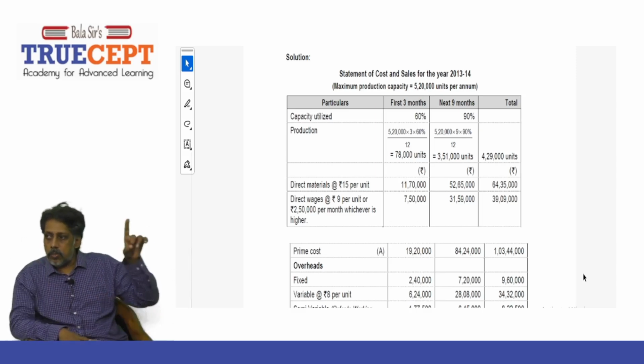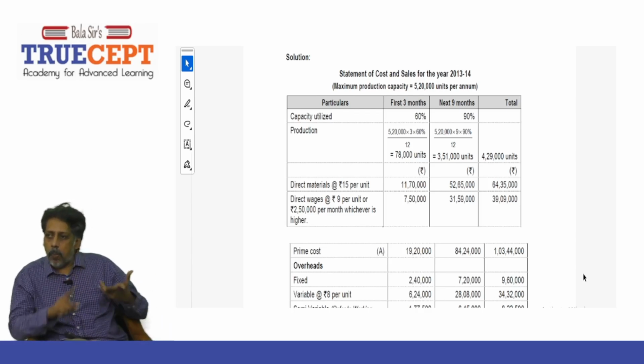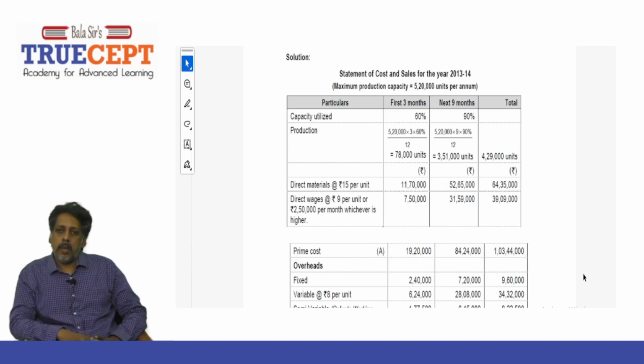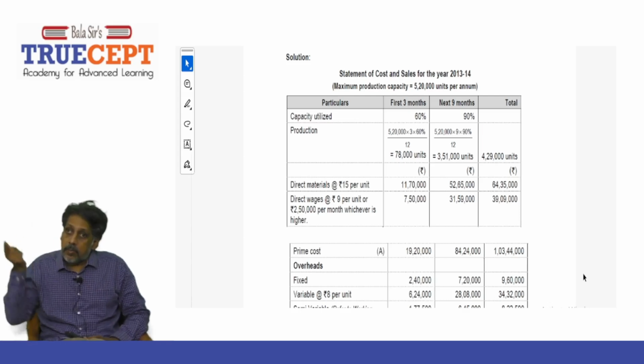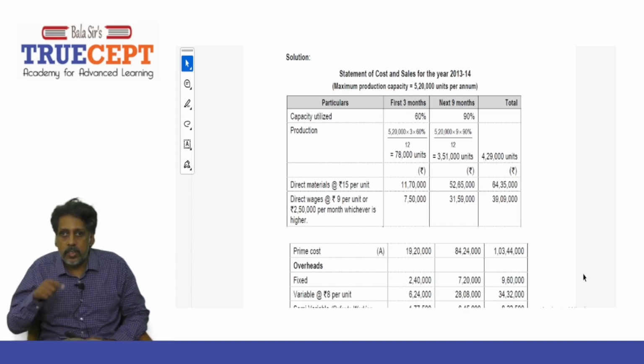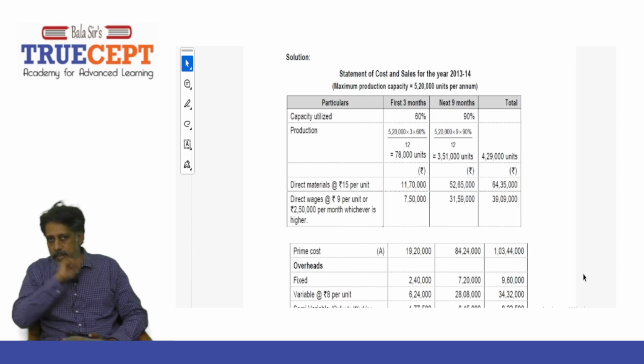Remember, these are units already produced and sold. And what is the output expected in the next 9 months? 5,20,000 units into 9 by 12 into 90% capacity. How much do you get? 3,51,000 units. That is the number of units of output that will be produced and sold in the next 9 months. Is that clear? Yes, sir. Got it? That is the first working done.